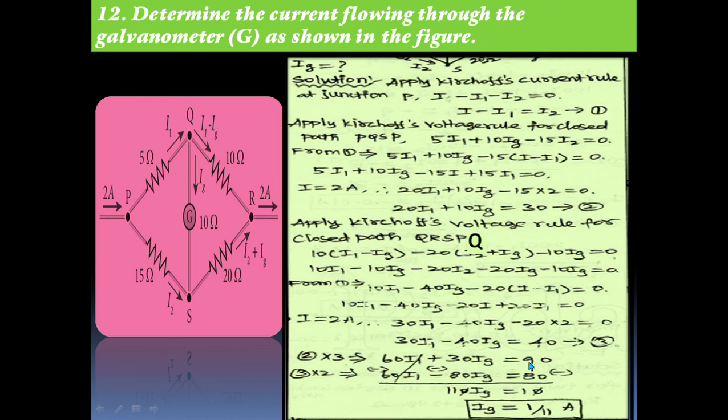Next, subtract these two equations: the third equation from the second. Minus into minus becomes plus. So 80 plus 30 Ig is 110 Ig, equal to 90 minus 80, which is 10. The zeros cancel, so 11 Ig is equal to 1. Ig is equal to 1 by 11 ampere. So the question is, determine the current flowing through the galvanometer. The current flowing through the galvanometer, Ig, is equal to 1 by 11 ampere. Thank you.